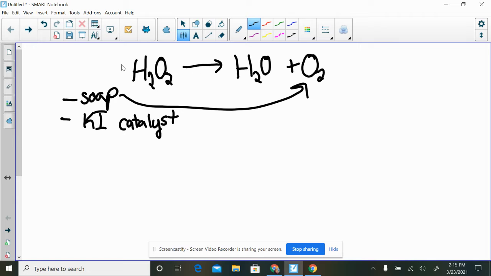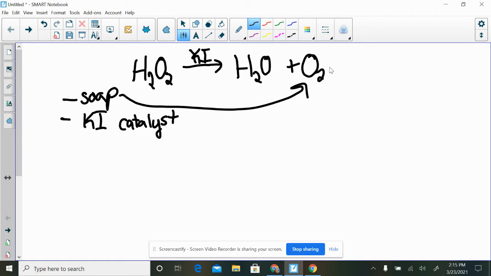Do catalysts go in the chemical reaction? If so, where should I write it? The answer is no. Catalysts do not actually go on the reactant side or on the product side. Instead, you would express this catalyst over the arrow, saying that potassium iodide, or you could just write iodide by itself, since that's the main component that we care about, was used to help speed up this reaction.